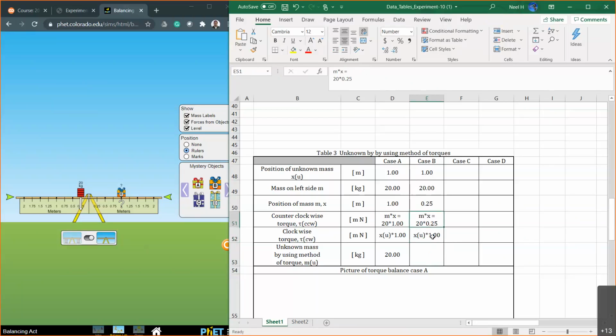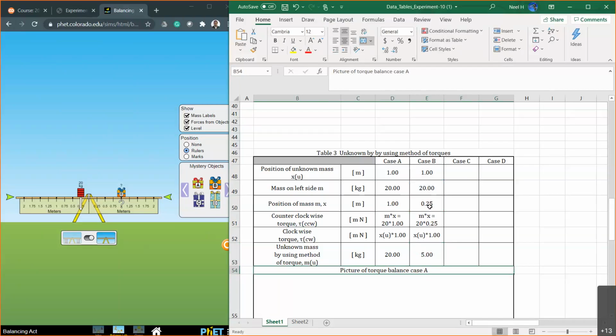Right? If you make this equal to each other, then 20 times 0.25 should be equal to X of U times 1. So the mass of the unknown is going to be just simply 20 times 0.25. So you can calculate that. That's a simple calculation, just 20 divided by 4. You can calculate that by using the mass of the known times the radius for the known mass. That should be 5 kilograms. Object B should be just 5 kilograms.